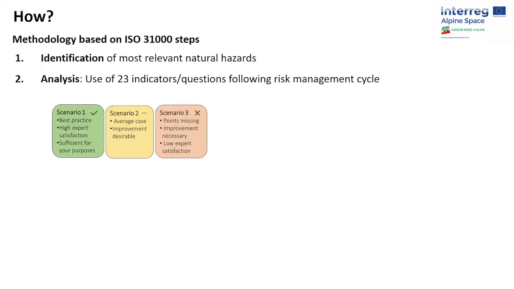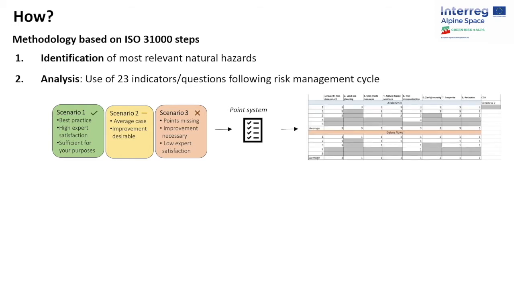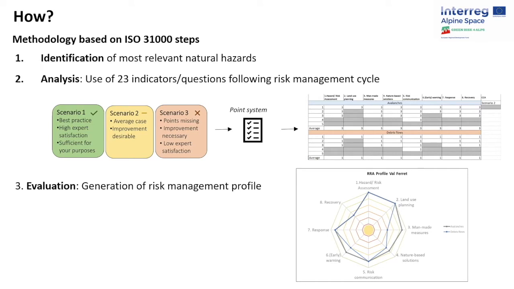To each of the available scenarios, some points are assigned. So more points are assigned in case of the best practice scenarios, and fewer points are assigned in case of the third scenario, so the points missing scenario. All the points are recorded on an Excel sheet, and these points are used to generate the rapid risk appraisal profile. So it's this spider chart, which you can see in the bottom right, and it's part of the third step of the rapid risk appraisal, which is the evaluation step.